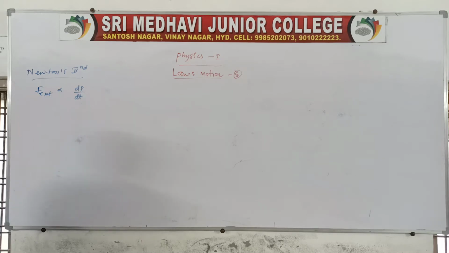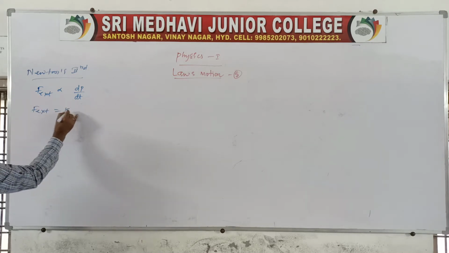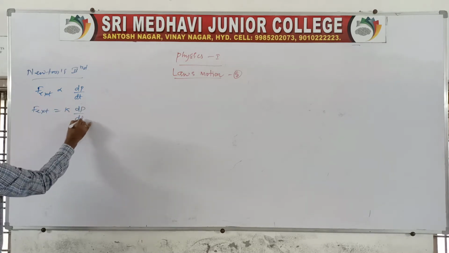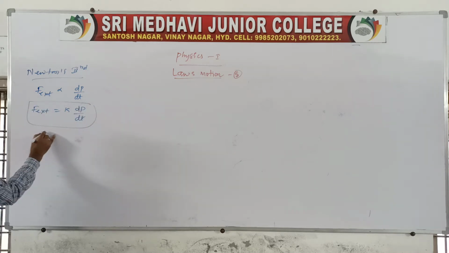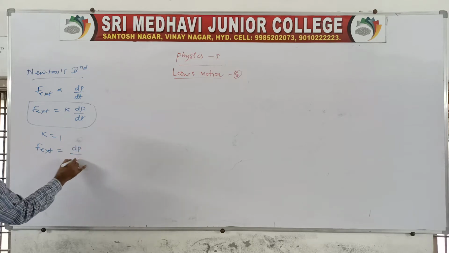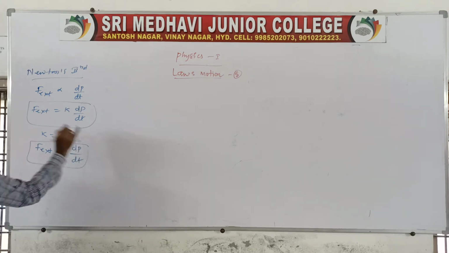This is the statement. In this case, you write F external is equal to some constant introduced, that is k. K is nothing but a constant, we can also take it as 1, nothing will happen. So that F external is equal to dp by dt. So this is the statement originally.